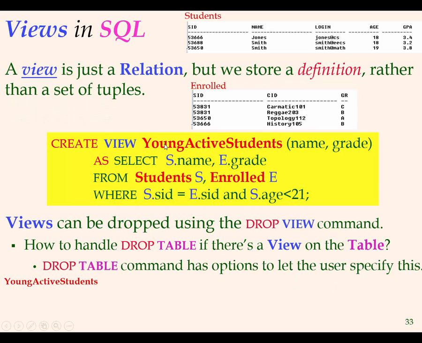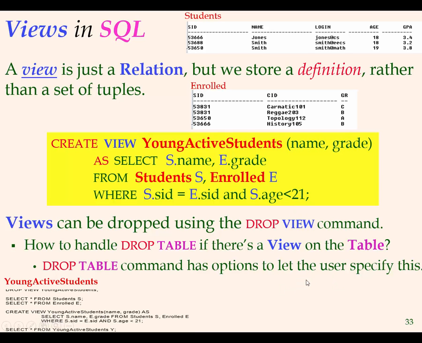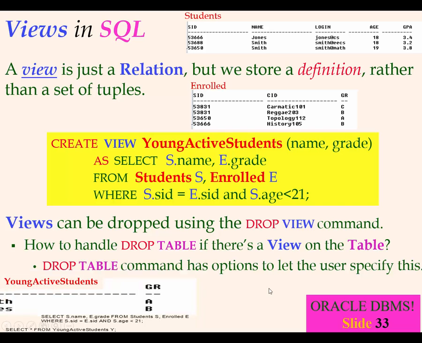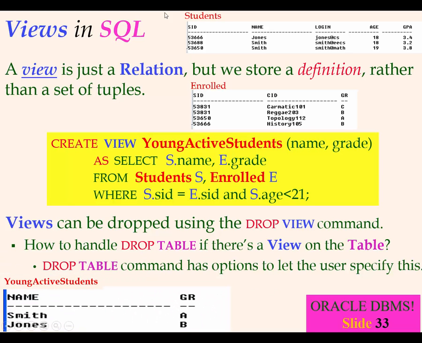It's just like a relation. It has two attributes. But again, what is stored is the definition, not the tuples, because every time the underlying table tuple instances change, the view is going to change. So this is the view that was created. And the content depends on the underlying table instances.